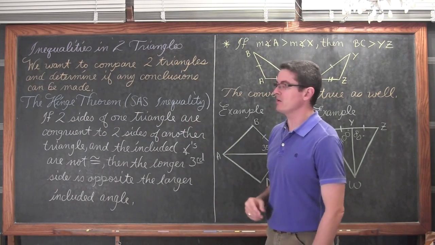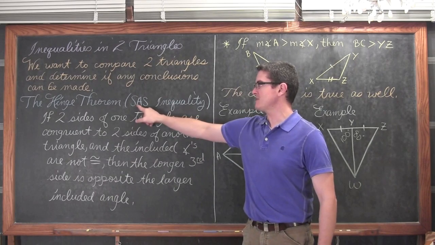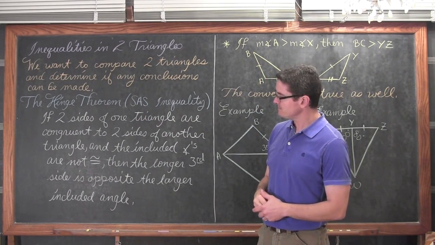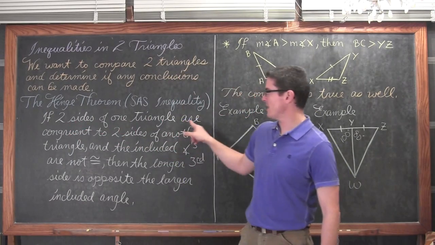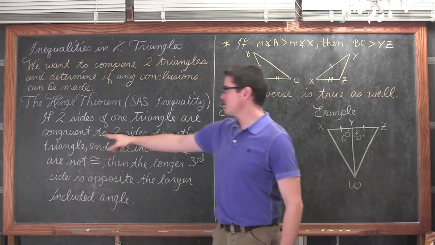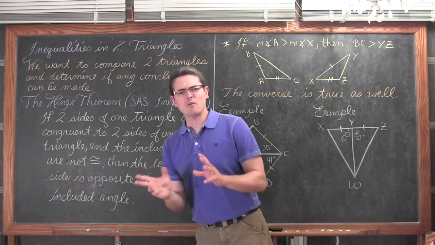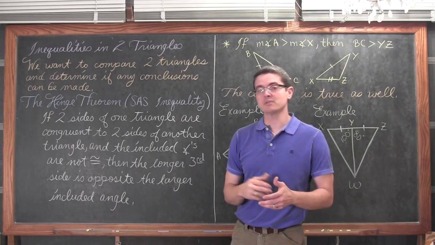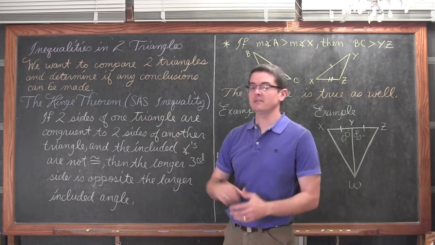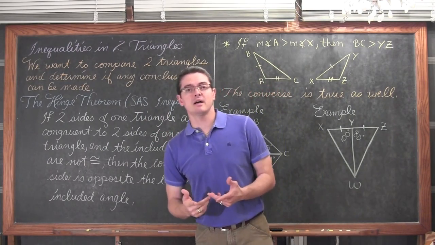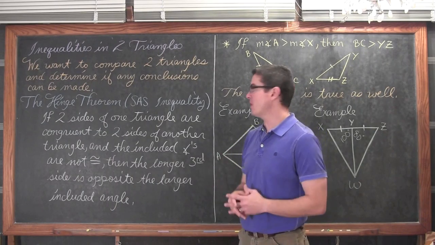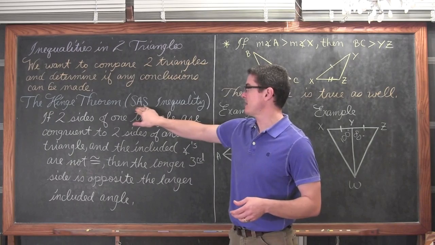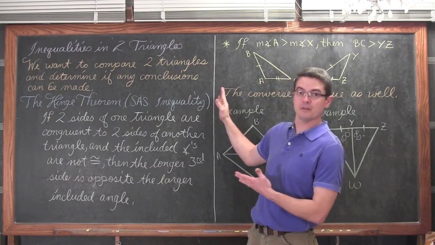angles. The hinge theorem, kind of going back to this SAS type idea, or the SAS inequality theorem: if two sides of one triangle are congruent to two sides of another triangle, it almost sounds like we're talking about congruent triangles. You know, the side-side-side theorem, the side-angle-side theorem, the angle-side-angle, and the angle-angle-side, where you had pairs of congruent parts. Now, this isn't the side-angle-side congruency theorem, it's a side-angle-side inequality theorem, and I ran out of room.